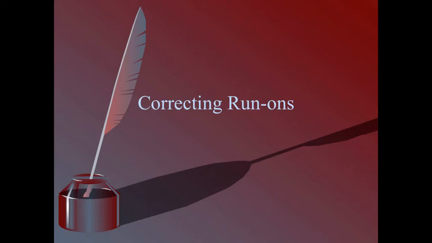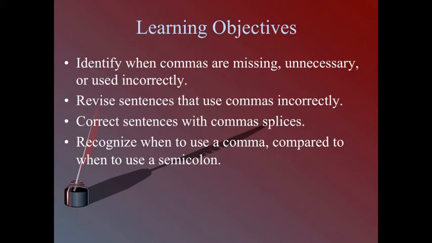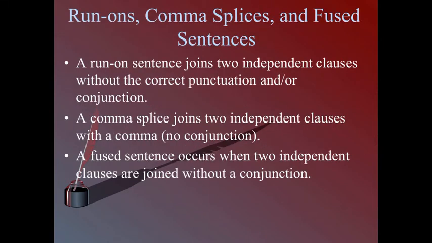Correcting run-on sentences. After viewing this video, you should be able to identify when commas are missing, unnecessary, or used incorrectly. You should be able to revise sentences that use commas incorrectly, correct sentences with comma splices and fused sentences, and recognize when to use a comma compared to when to use a semicolon. Run-ons, commas, and fused sentences.